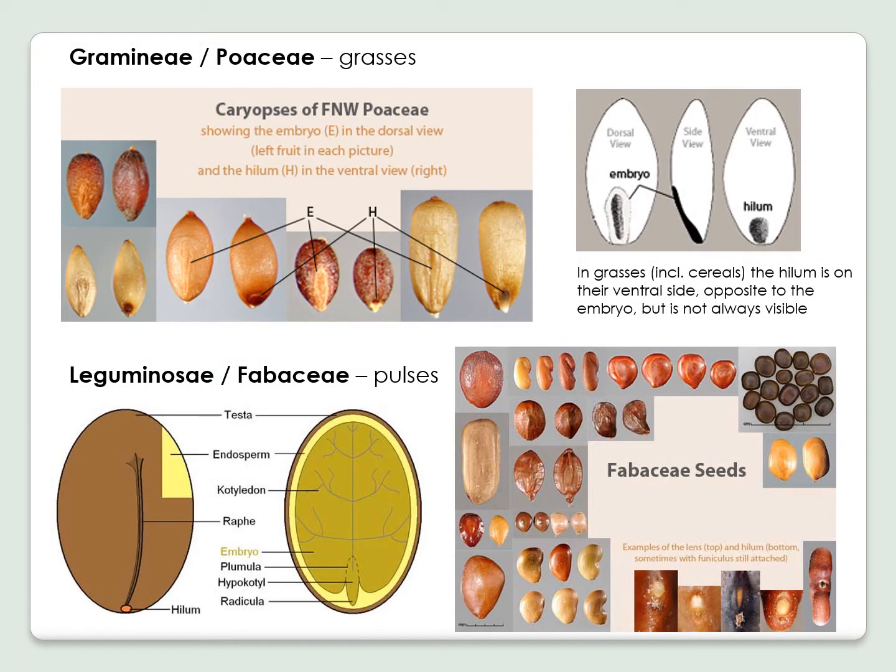Here an overview on the 2 major crop families, the cereals and the pulses. In the cereals, the hilum is placed on the ventral side, not to be confused with the embryo on the dorsal side.